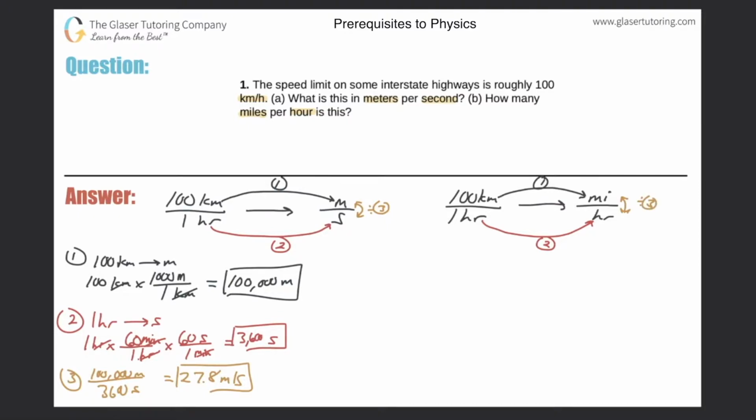Okay, so part 1. So 100 kilometers, we're going to look to convert that into miles. So let's write down what we're given. So 100 kilometers, I'm going to write the kilometers on the bottom. And I'm thinking to myself, do I know a relationship between kilometers and miles?